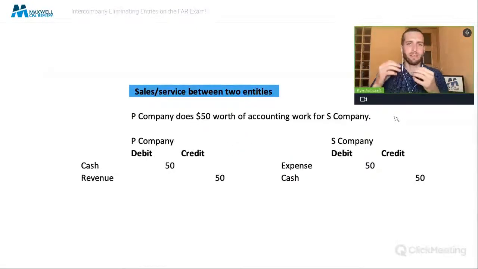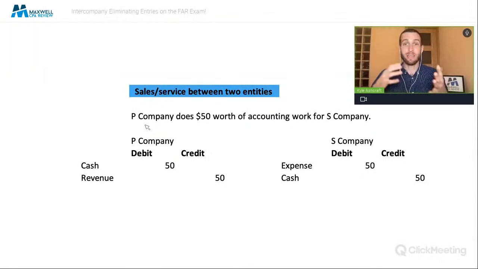Let's think about a very basic example to kind of conceptualize what's happening. So we have a parent company and we have a subsidiary company. In the practice questions, it usually says some kind of name that starts with a P, right, for the parent, and then some kind of name that starts with an S for the subsidiary. And these two entities are doing transactions with each other.